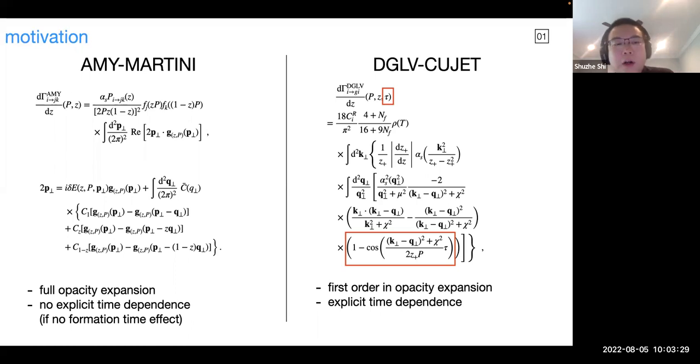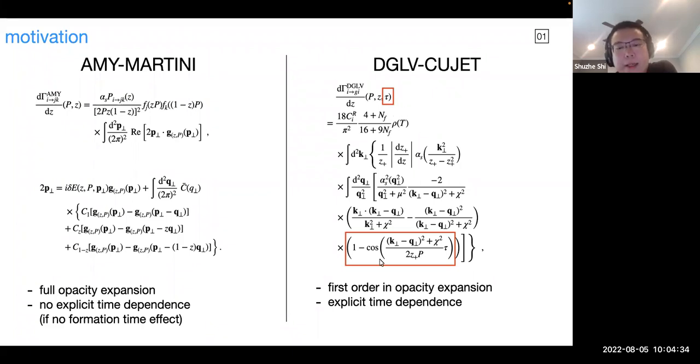So first of all, I should mention that Martini and CUJET are two existing simulation packages of high energy particle energy loss in AA. So Martini assumes the AMY formalism for radiative processes, whereas CUJET assumes the DGLV formalism. These two formalisms are very different in formulating the evolution of radiative processes. So AMY assumes an infinitely thick medium and keeps full orders in opacity expansion. And since it assumes infinitely thick, there is no explicit time dependence in the AMY formalism. So one can say there is no formation time effect.